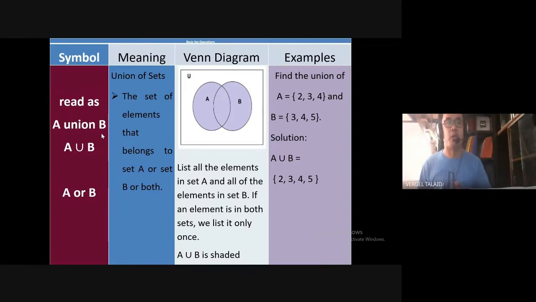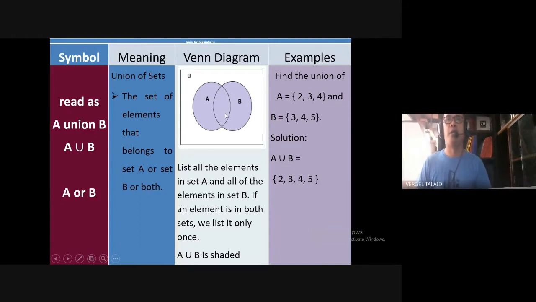So what comes to your mind when you talk about union? From the word union, unite, you are going to combine. We have the symbol A union B, or A or B. We use the word "or" for the union. When we talk about union, we mean the set of elements that belong to set A or set B or both. So we are going to combine all the elements.